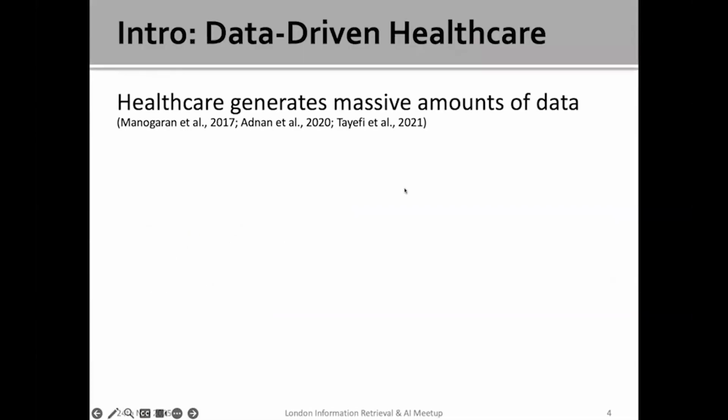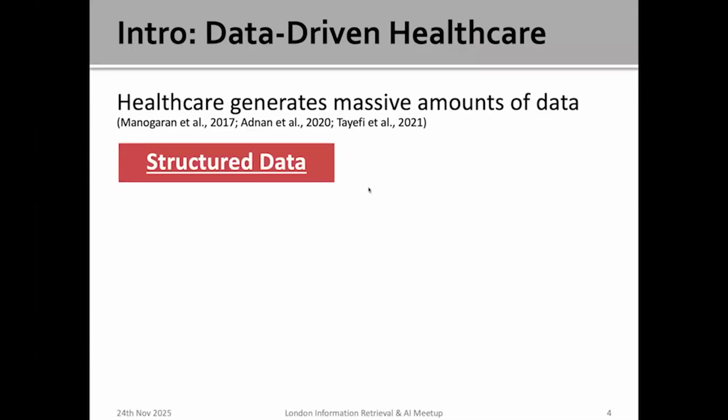I mean, to start with data-driven healthcare, we of course need data. That's the first problem. And in theory, there's a lot of data available. The main problem usually is if you're not associated with a hospital, you will have problems to access that data. But healthcare generates massive amounts of data. So that's very good if you want to perform data-driven healthcare.